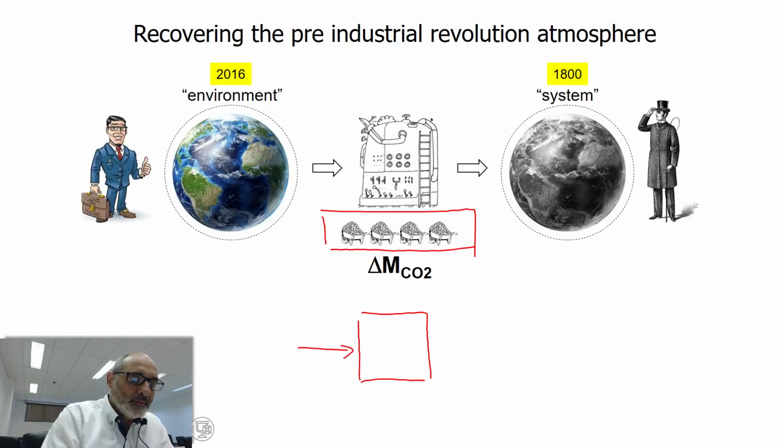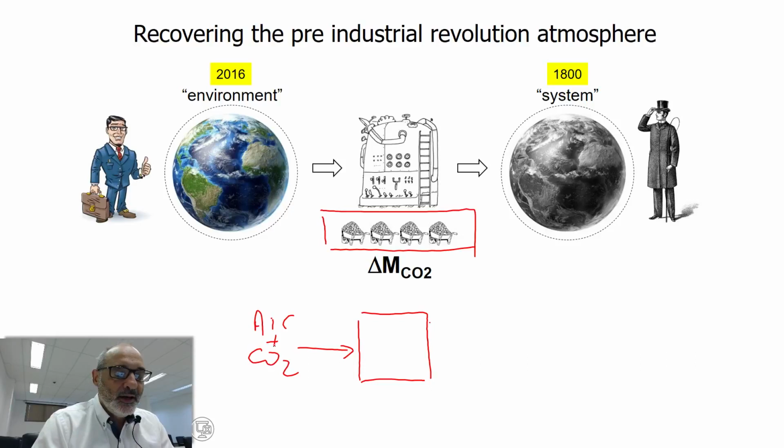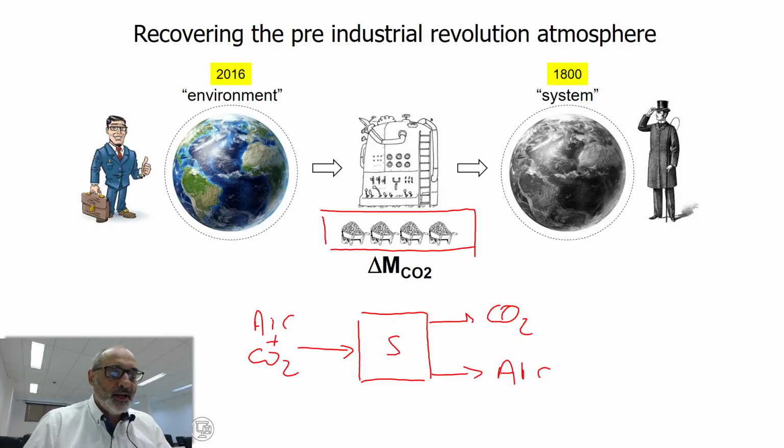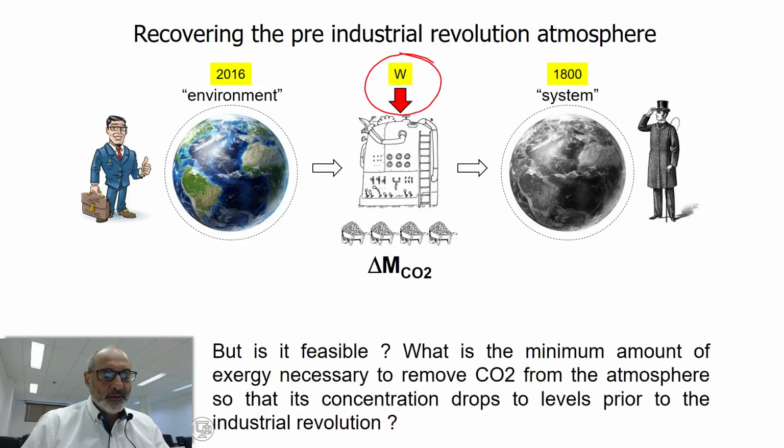So this machine actually takes air, let's say air plus CO2 mixed. When I say plus, I mean mixed. Okay. Then I have CO2 here, and I have air. So this is a separation machine. We already analyzed this. We know that I'm going to need work for this operation, okay? Because this is our separator. I need to invest work.